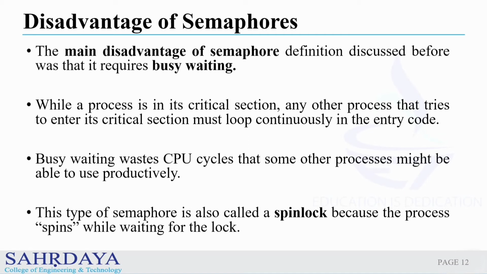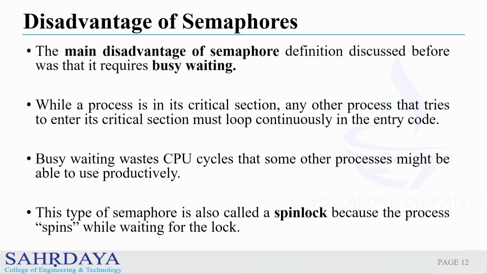So that busy waiting caused due to looping also results in wasting precious CPU cycles which could have been used by other processes productively. So that is one of the disadvantage of looping and busy waiting. And this type of semaphore is also called a spin lock because the process spins while waiting for the lock. So this type of semaphores which results in busy waiting by looping inside the entry code is also called as spin lock because it spins while waiting for the lock.